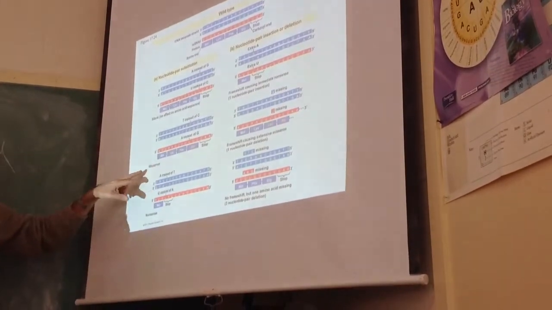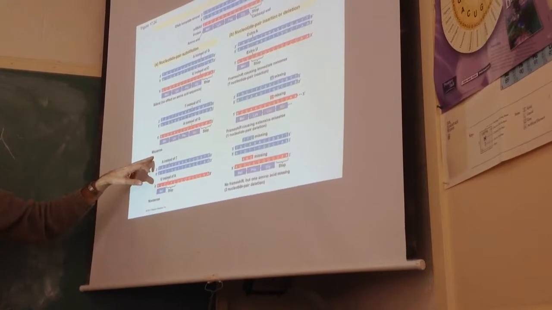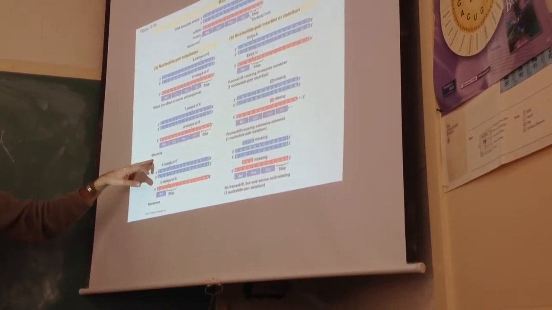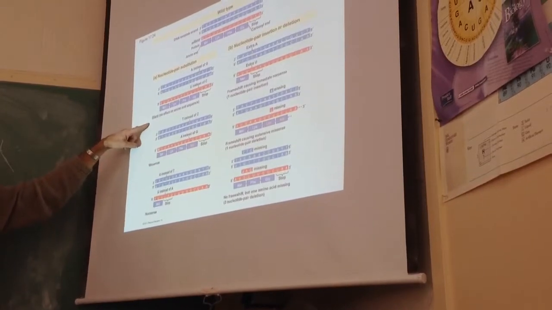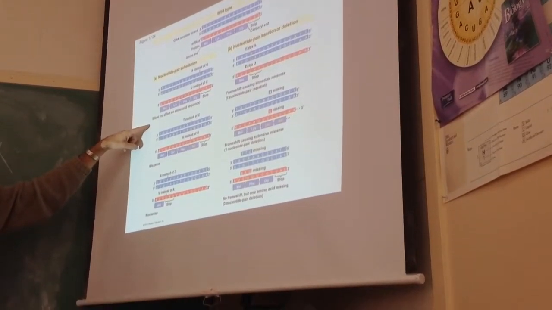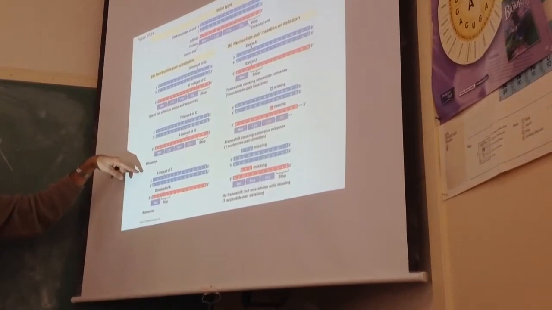Now, this type of mutation, listen carefully because this vocabulary is going to really start to confuse you. This is called a missense. This one was called a what mutation? This was a silent one. This one's called a missense mutation.